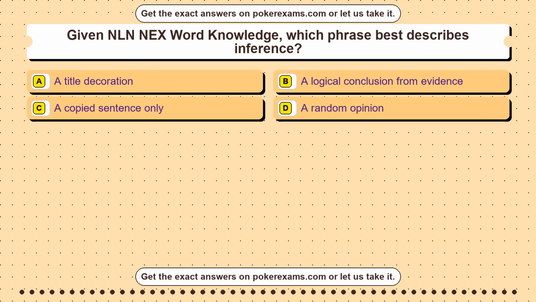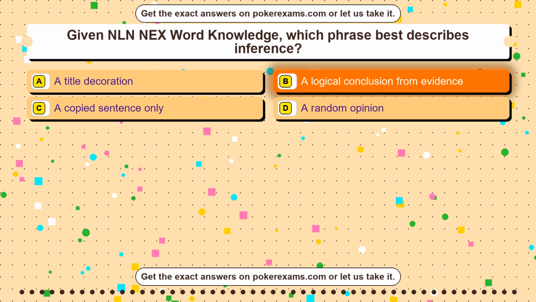Question 8. Given GED word problems practice, which point is on the y-axis? Option A, 4, 4. Option B, 0, 5. Option C, 5, 0. Option D, 3, 2. The correct answer is option B.